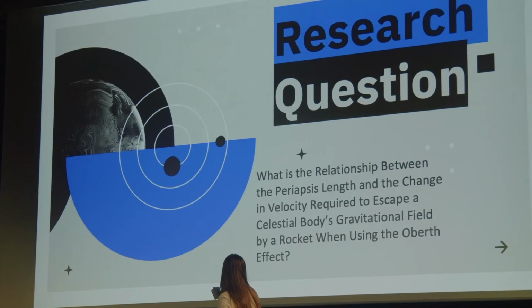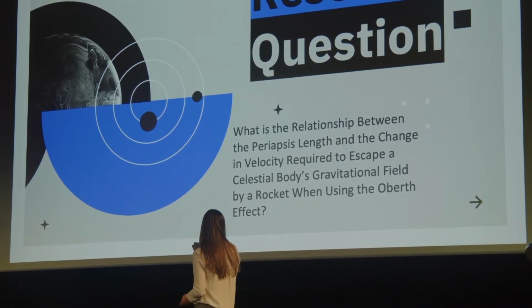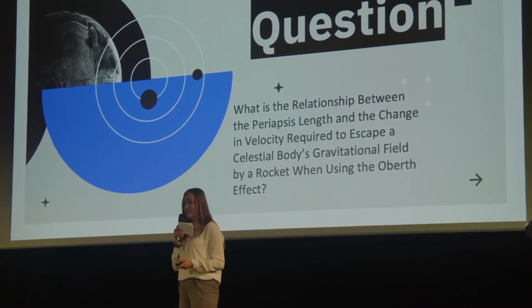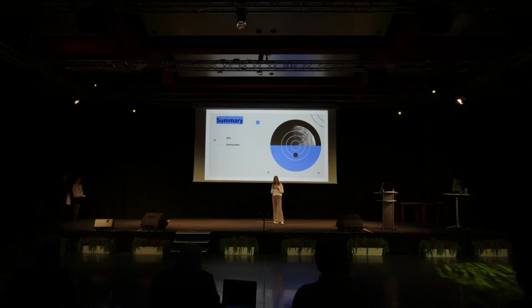So let's start at the start, my research question. My research question is, what is the relationship between the periapsis length and the change in velocity required to escape a celestial body's gravitational field by a rocket when using the Oberth effect? So this paper explores the effects of gravity on low orbital delta V maneuvers, namely how the distance from a celestial body impacts the amount of delta V needed to reach escape velocity. The paper's findings are logically sound, coming to the conclusion that deeper falls into gravity wells will allow for less delta V needed to escape.